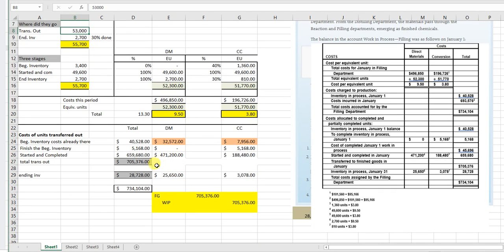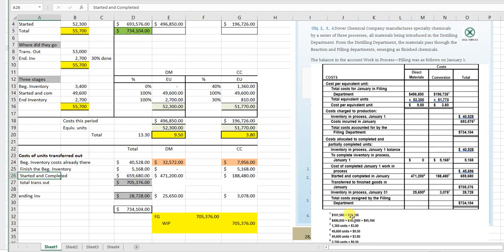So what I need to do now is subtotal for these 5,300 units that were transferred out. And my inventory that's transferred out is all of the stuff I've finished. So everything I've finished is my beginning inventory and my started and completed. So suddenly now they're subtotaling up here after this 49.6, which might be useful to you, because these are transferred out, these are transferred out, but these are not transferred out.